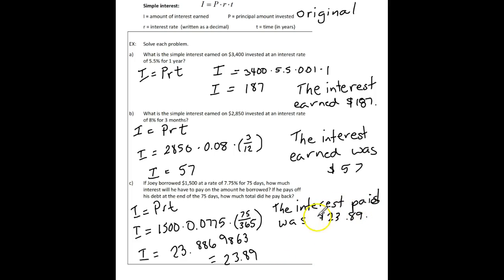Well, this is what he's paying in the interest, but he actually has to pay back that original amount he borrowed as well. So his total debt was our $1,500 originally plus the $23.89, so $1,523.89. All right, so that's how we figure it out all together. All right, let's take a look at a couple more.